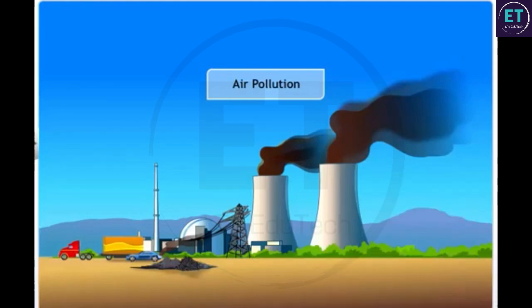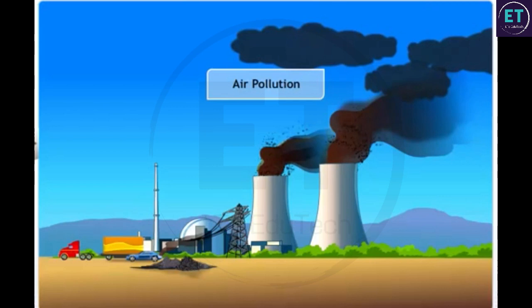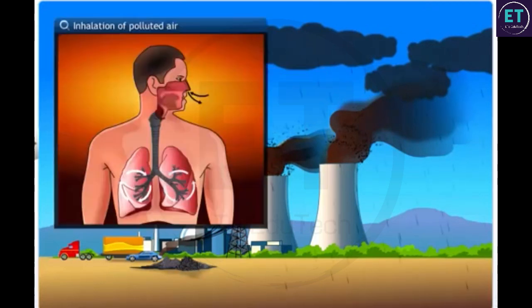Burning of fossil fuels contributes to the addition of suspended, unburnt hydrocarbon particles into the air. Fuels like coal and petroleum also release nitrogen and sulfur oxides. These oxides of nitrogen and sulfur dissolve in air and form acid rain. Breathing of this polluted air causes allergies, cancer, and heart diseases.